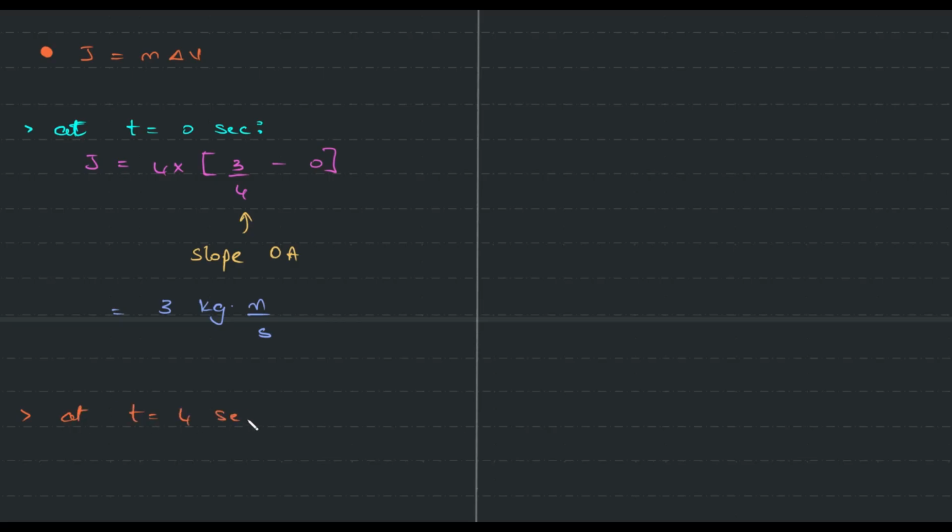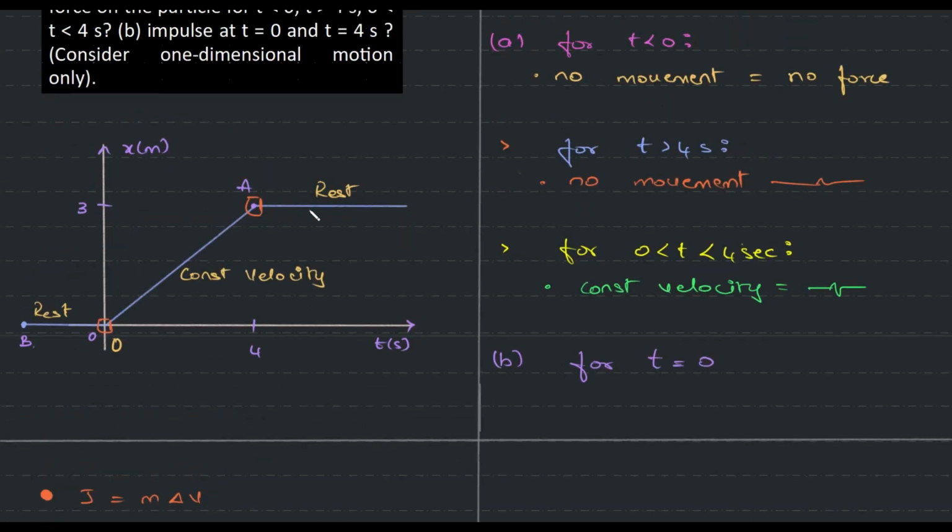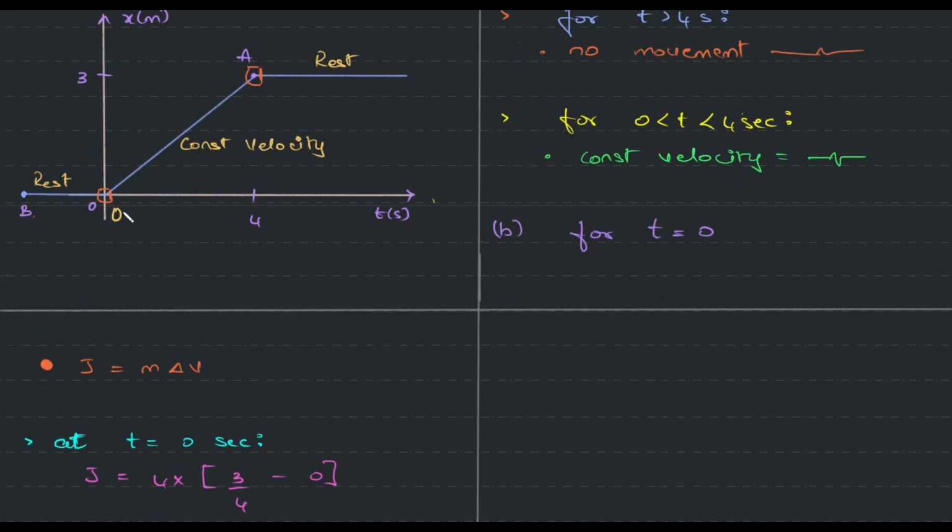Now we are at 4th second. So J is equal to 4 times, again, it was moving with 3 by 4 meter per second, but it came to a stop. It came to a rest. The displacement is constant. Remember, this is a displacement time graph. This is not a velocity time graph. So this also represents a rest at a displacement of 3 meters.